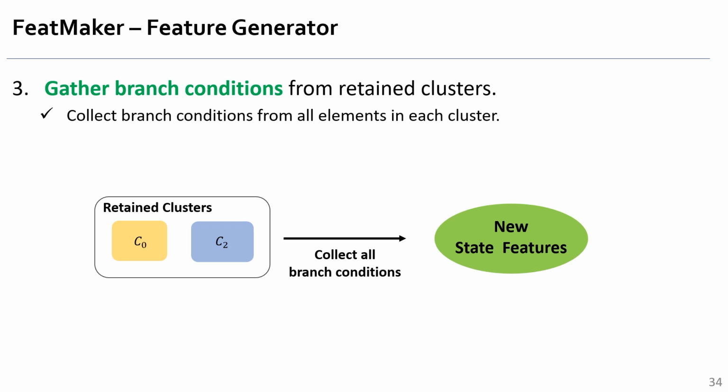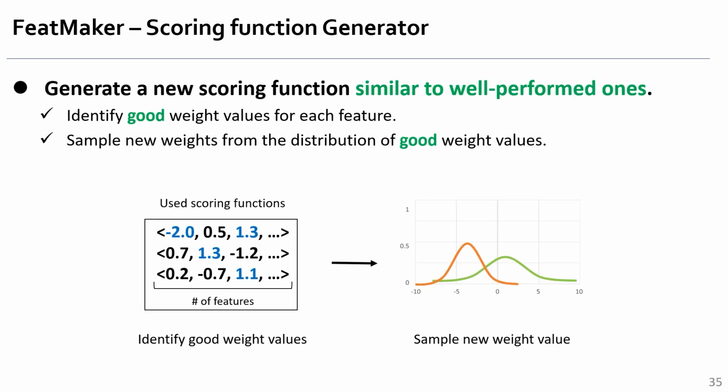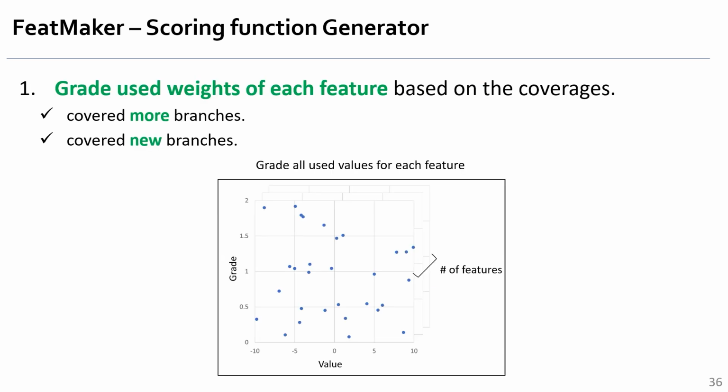And next, let's see how FeatMaker makes the corresponding scoring function for the new state features. At the top level, FeatMaker generates a new scoring function, which is similar to well-performed ones. For that, FeatMaker has to identify good weights and sample new weights from their distribution. Then how can we identify well-performed values?